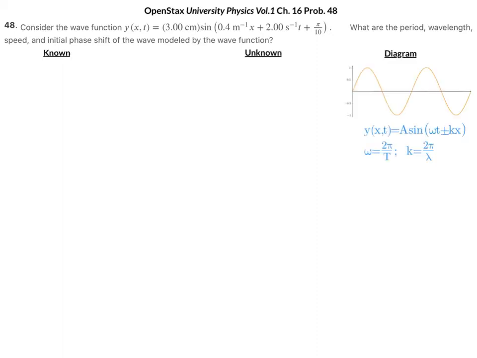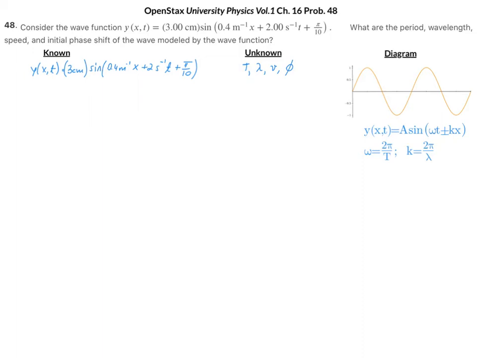All right, let's write down our knowns, and those are basically this long equation. So we have y of x and t is 3 centimeters sine (0.4 inverse meters x plus 2 inverse second t plus pi over 10). And then we're looking for the period, the wavelength, the speed, and the initial phase shift of the wave.